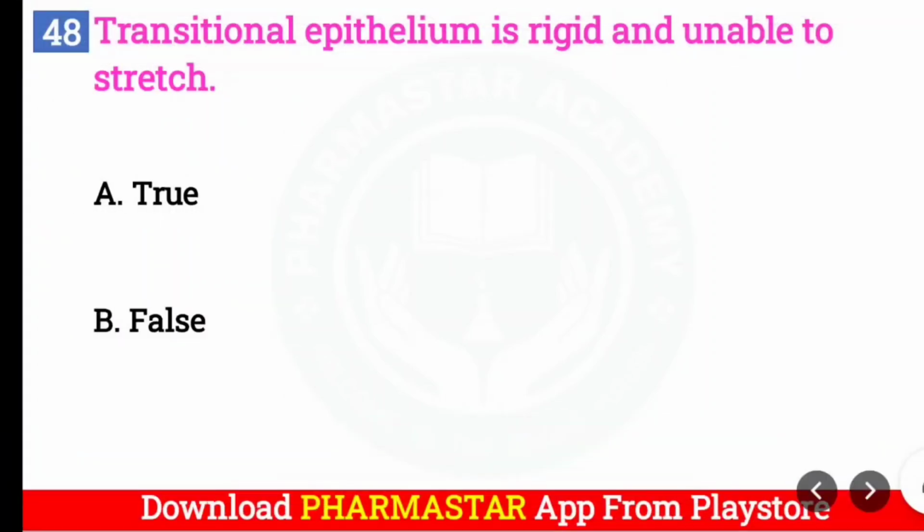Next question. Transitional epithelium is rigid and unable to stretch. Option A, true. B, false. Transitional epithelium is specifically adapted to stretch, distend and recoil without being damaged, found exclusively in the urinary tract, like the bladder and ureters. These specialized cells flatten and unfold as the organ fills with fluid, allowing it to expand. The correct answer is option B, false.